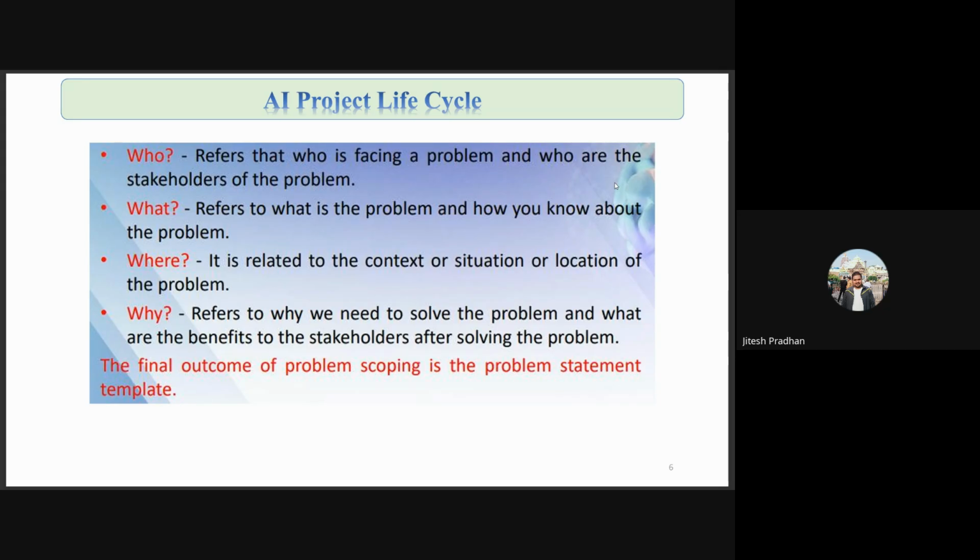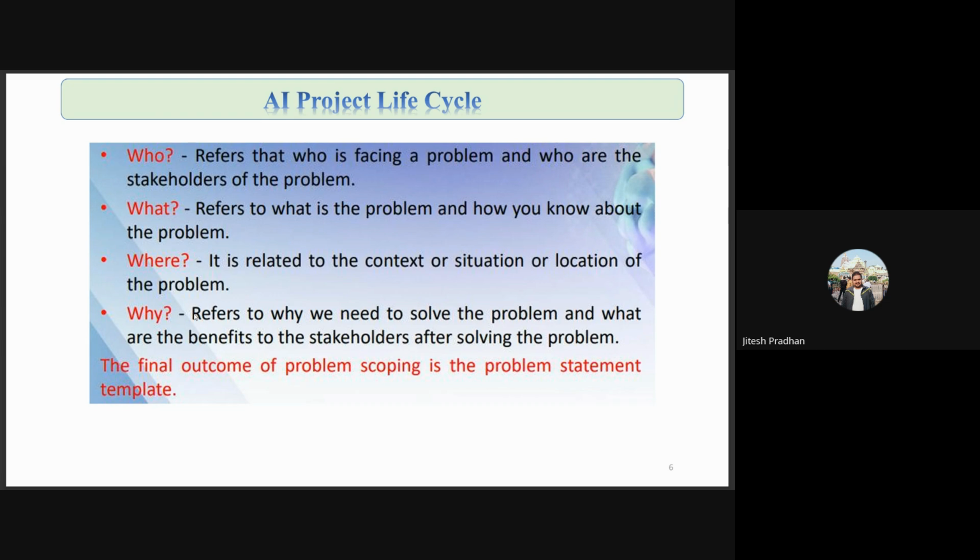In this case, who refers to the farmers, because farmers are facing the problem: there are so many diseases in the plants, the crops are not growing well, so many problems are there. What refers to what kind of problem we have to solve, and in this case we have to maximize the crop yield production. So that will be our problem. Where is that problem? It can be a scenario, a situation, an environment, or a location. In this case, the problem is in the crop fields. So that will be our where.